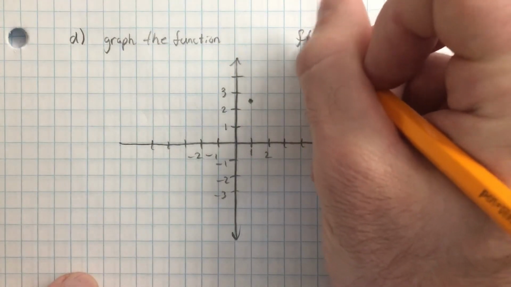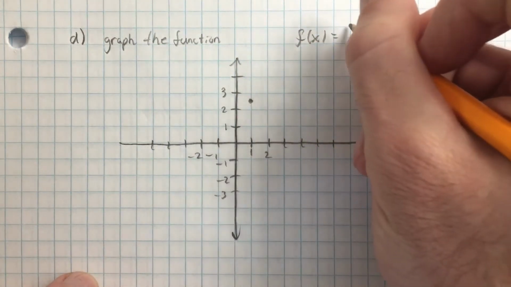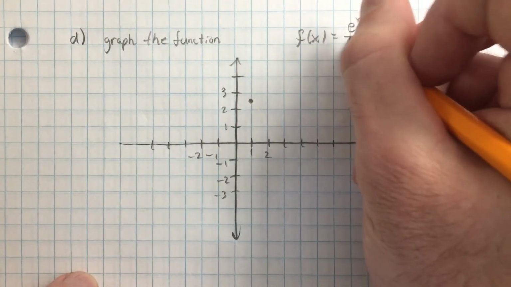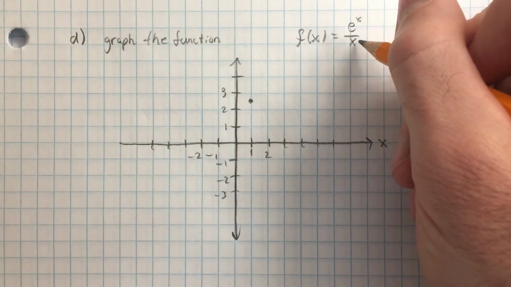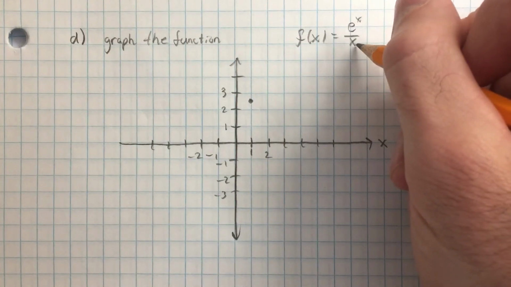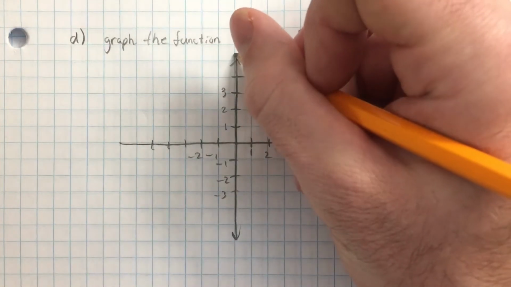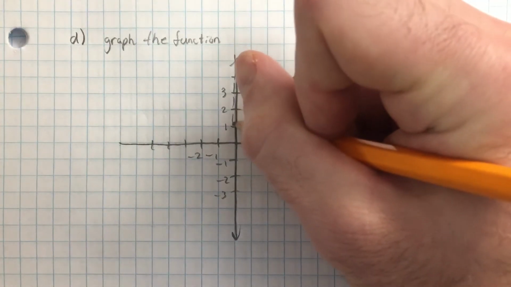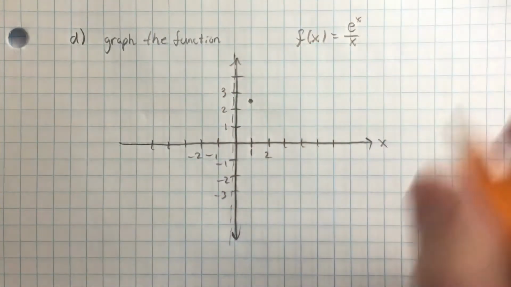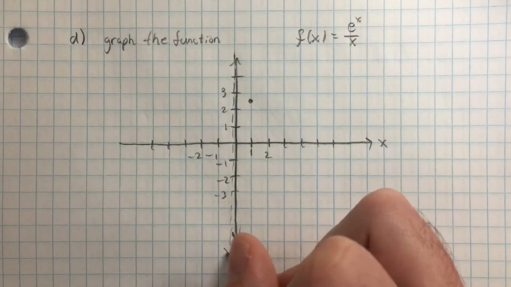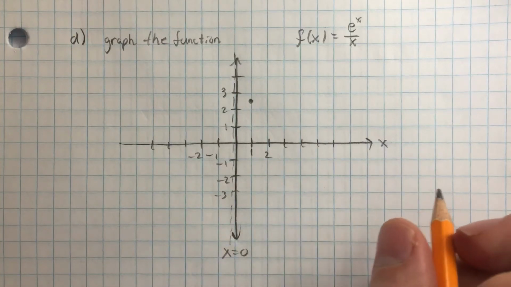Let me just rewrite the function rule I have in front of me. Okay, it's pretty clear that this has a vertical asymptote at 0 because the bottom would become 0 at that location. So I can draw in a vertical asymptote there to help me sketch this graph. So that is x equals 0 there on the y-axis.